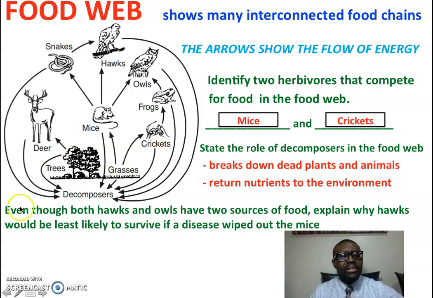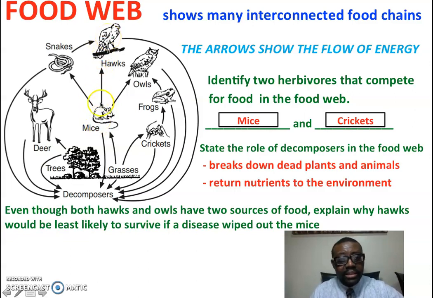All right, the next question that we should be able to answer easily says, even though both hawks and owls, we see hawks here, we see owls here, even though both hawks and owls have two sources of food, explain why hawks will be least likely to survive if a disease wipes out the mice.